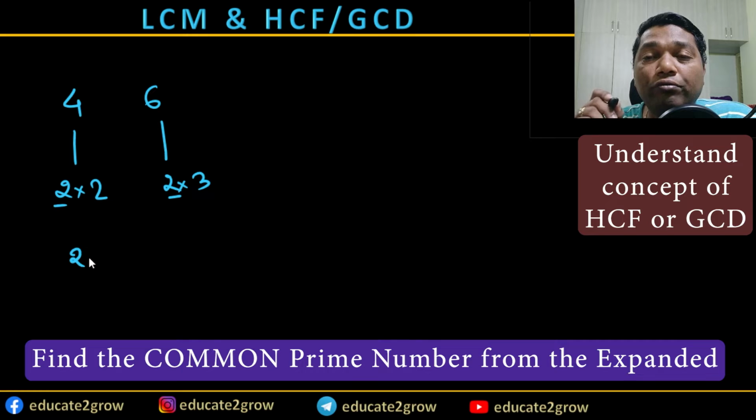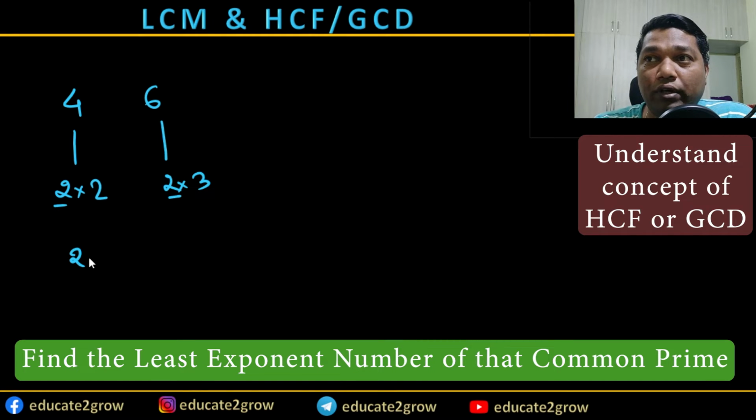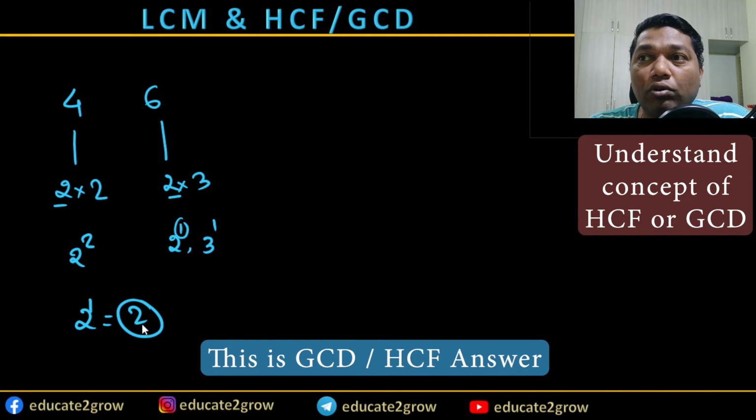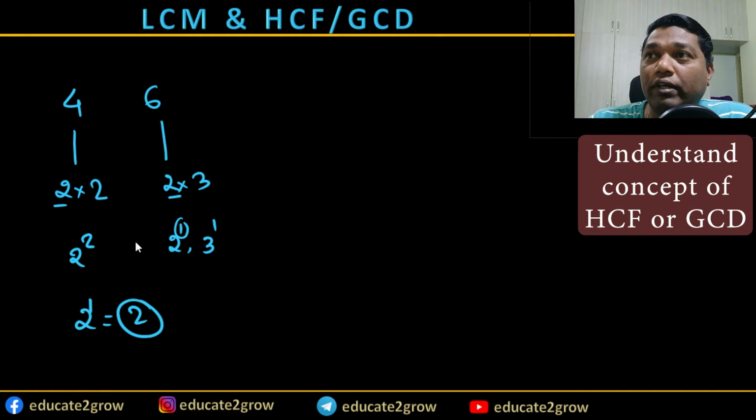And also we need to find the least exponent number. Here the least exponent is 1, and for 3 it is 1. So the common prime number is 2 and the least exponent number is 1. So here only 1. The answer is 2. That's it, because there is no other number for multiplication. Let's find another number.